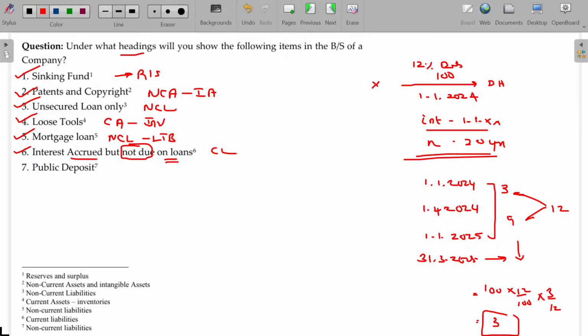Next, public deposit. The company will get deposits from the public, meaning the investors also. So the company can raise funds by issuing shares, issuing debentures. Sometimes the company gets money by way of collecting deposits also. If nothing is stated, the deposit will be repayable only after 12 months. So non-current liabilities. This will be long term only. Clear?